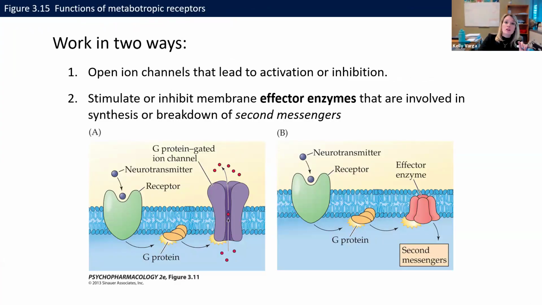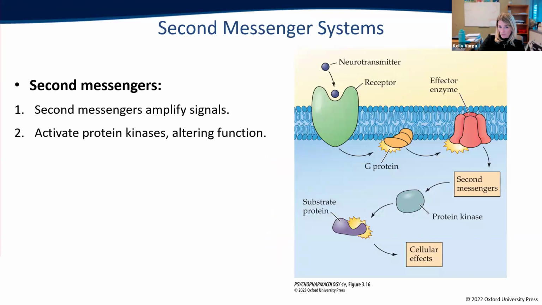How do metabotropic receptors work? Give me two ways. They can lead to ion channels opening or closing. They can stimulate or inactivate effector enzymes. What can second messenger systems do? They can amplify signals or they can turn on protein kinases. Again, very simple, high level here.